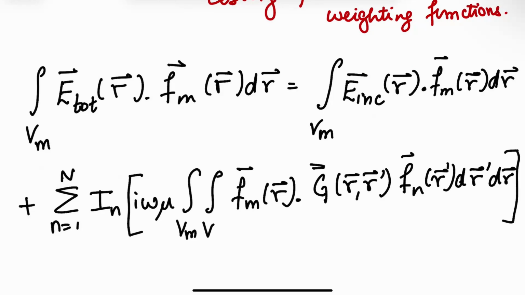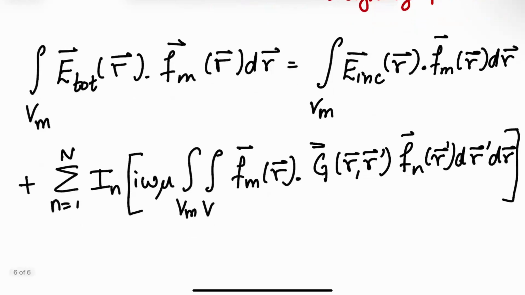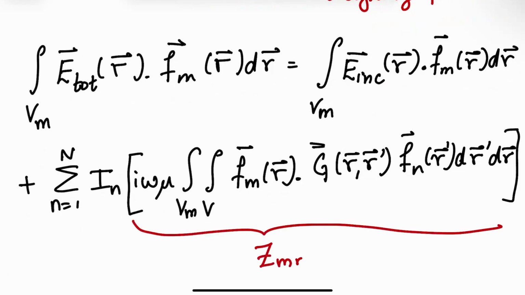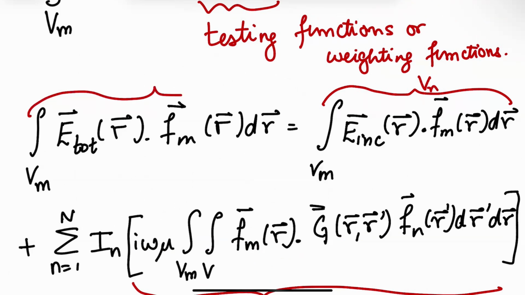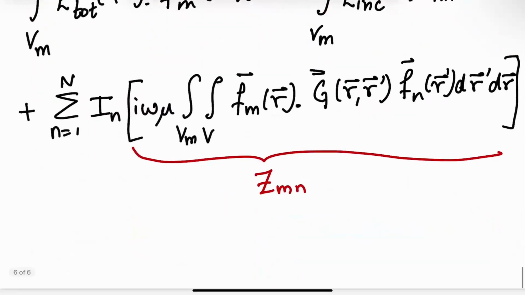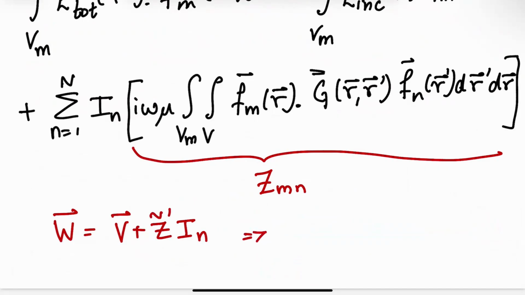Okay. So now this I can write as my Zmn. This becomes my Vn. And this whole thing becomes my Wn. Okay. So essentially I get the same relationship again, which is W equal to V plus Z I. We can add a tilde here, fine. Right? And this essentially gives me the same thing, which is V equal to ZI.